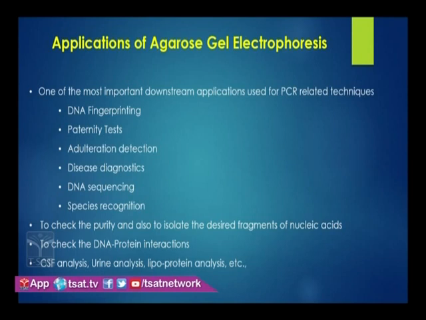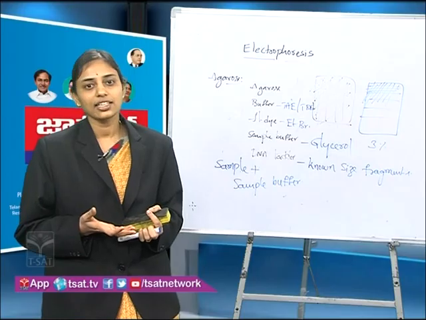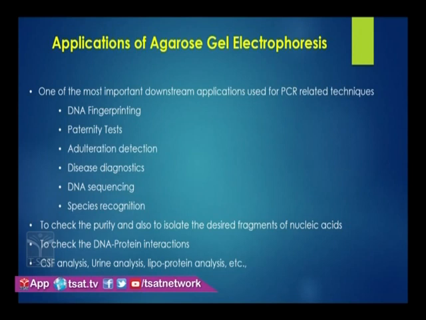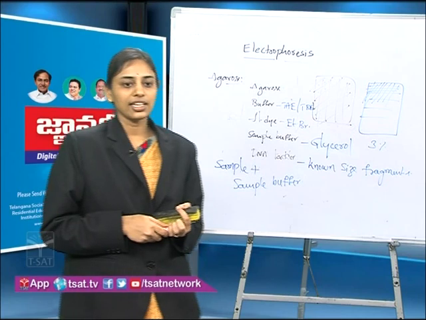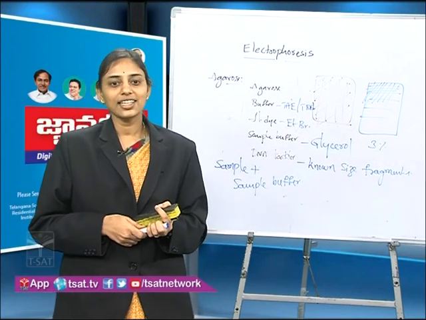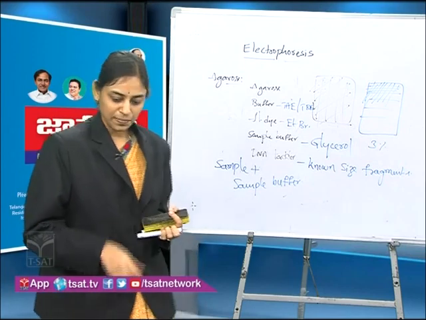And applications of agarose gel electrophoresis. It is one of the most important downstream applications for PCR related techniques like DNA fingerprinting, disease diagnostics, DNA sequencing, and also it is going to be used to check the DNA protein interactions. In DNA fingerprinting, the other applications are paternity testing and adulteration detection.